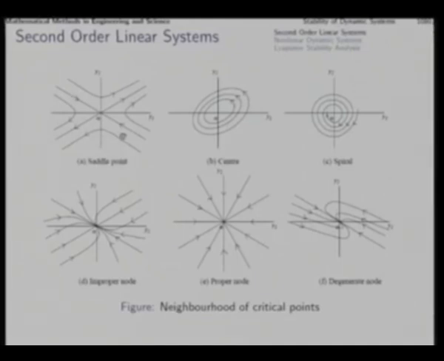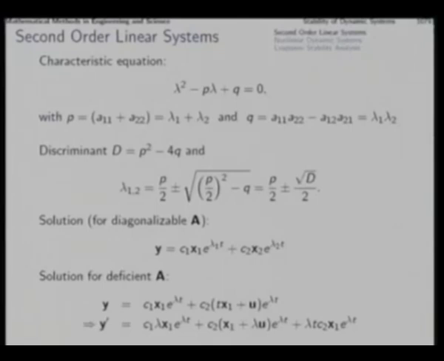Okay. So one eigenvalue positive, the other eigenvalue negative. Now other than that, if q is positive, then what will be the situation?